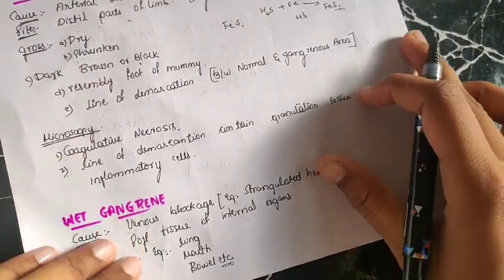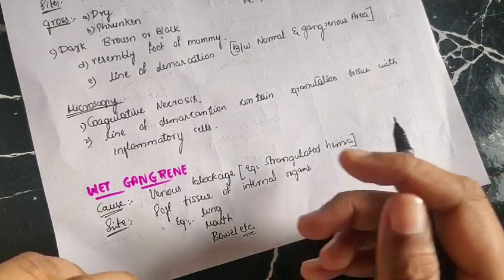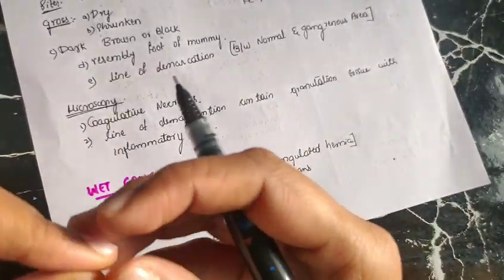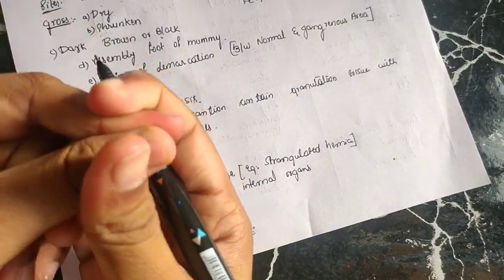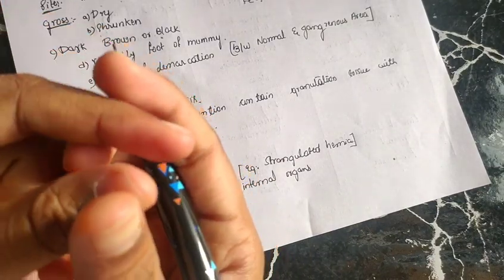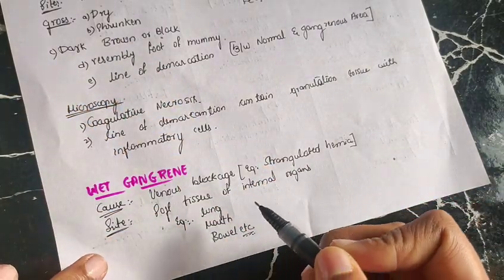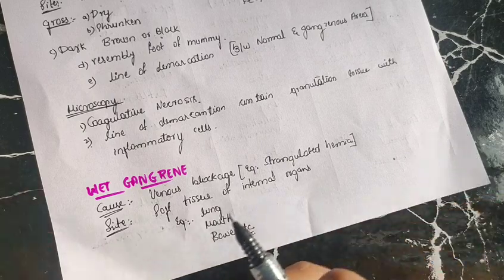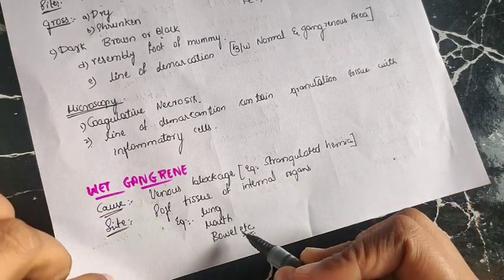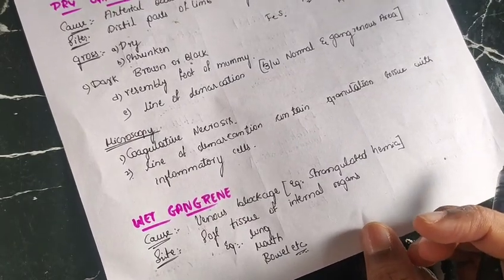And wet gangrene is due to venous occlusion. That is, during hernia there will be strangulation, and it constricts and compresses from above. The venules will be compressed, and then there won't be blood flow, and the site will be soft tissues like internal organs, lungs, bowel and mouth. Here wet gangrene will take place, in the moist areas like mouth, lung and bowel.